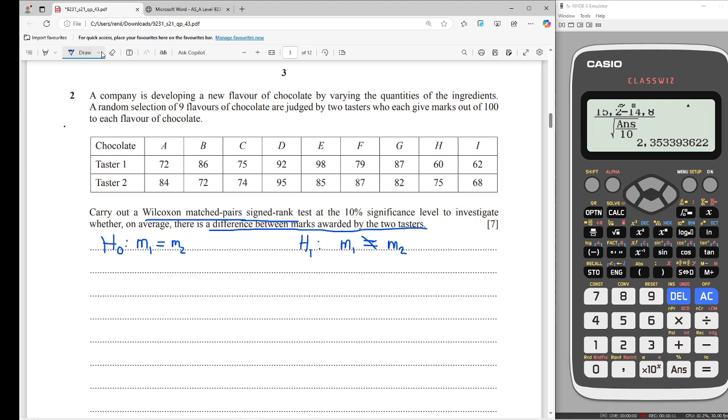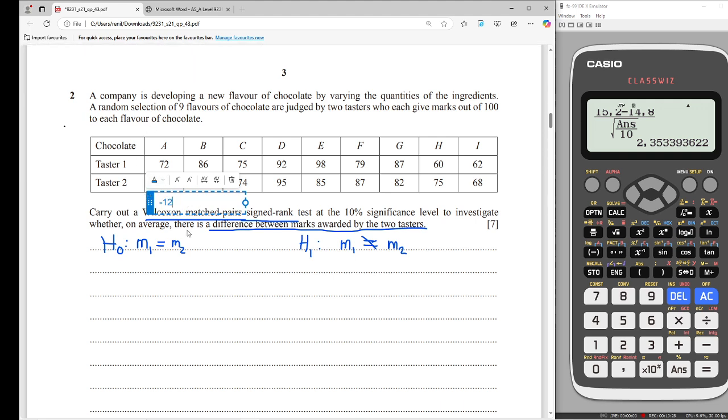Now we need to find the differences because this is a matched pairs signed rank test. Whenever we have matched pairs, we have to subtract the bottom value from the top value for each and every single one of them. So let's start. 72 minus 84 is negative 12. Moving on, 86 minus 72, which is positive 14. Next 75 minus 74, which is positive 1. 92 minus 95, which is negative 3. 98 minus 85, no wait, that's positive 13.